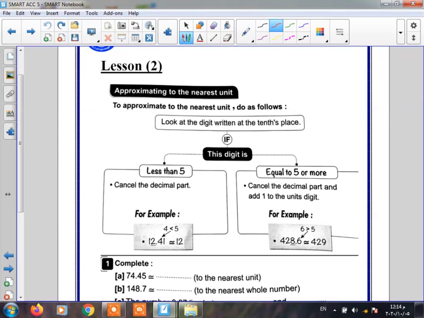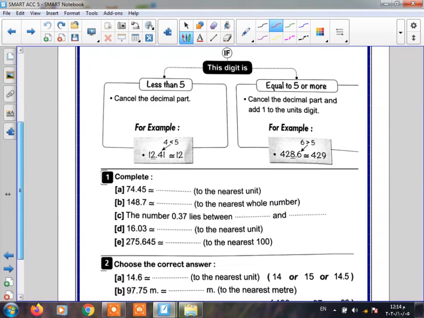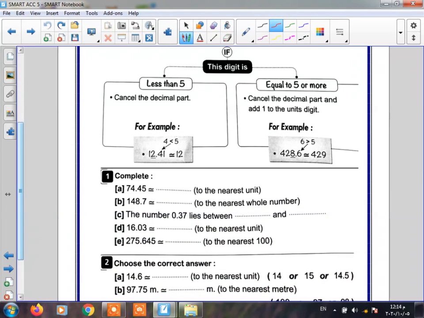If this number is equal to 5 or more, that means we cancel all of the decimal and give 1 to the unit. For example, here we have 12.41. I need to approximate to the nearest unit. First we look at the unit, 12, then look at the number before it. Here we have 4. 4 is weak, it can't give 1. Then we cancel all of the decimal and the result will still be 12.